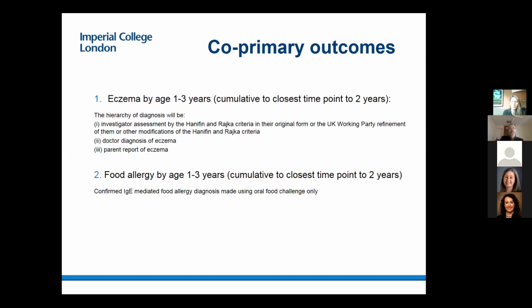by 2 reviewers. Now, the review's primary outcomes were eczema by age 1 to 3 years, where eczema was measured using the Hanifin and Rajka criteria, or the UK Working Party refinement, or other modifications of these. Now, if this wasn't available for a trial, we then took doctor diagnosis, or then took parent report of eczema diagnosis. And the second co-primary outcome, food allergy, was food allergy by age 1 to 3 years, as confirmed by IgE-mediated food allergy using an oral food challenge.